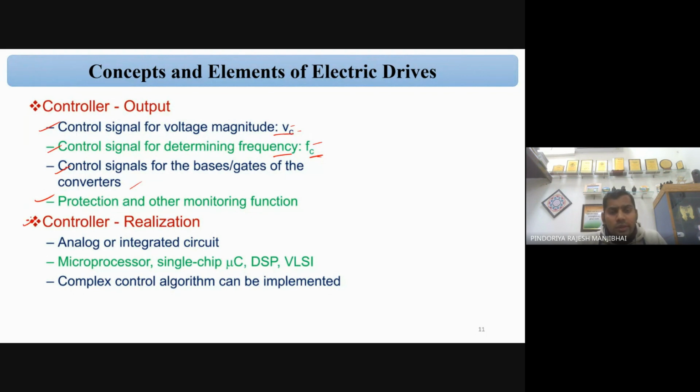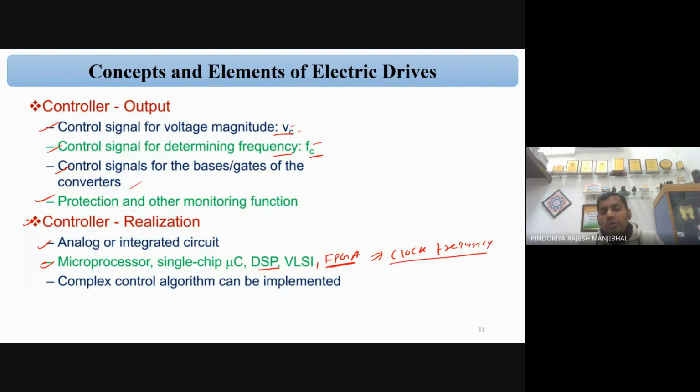So the next part is the controller realization. It can be an analog or integrated circuit. Maybe it is an analog type, otherwise maybe an integrated circuit. Then microprocessor, single chip microcontroller, DSP, and VLSI. Any type of controller you can use, and as I said, maybe we can use an FPGA. So depending on your requirement you can use these, because for the microprocessor and single chip microcontroller, every parameter depends on the clock frequency.